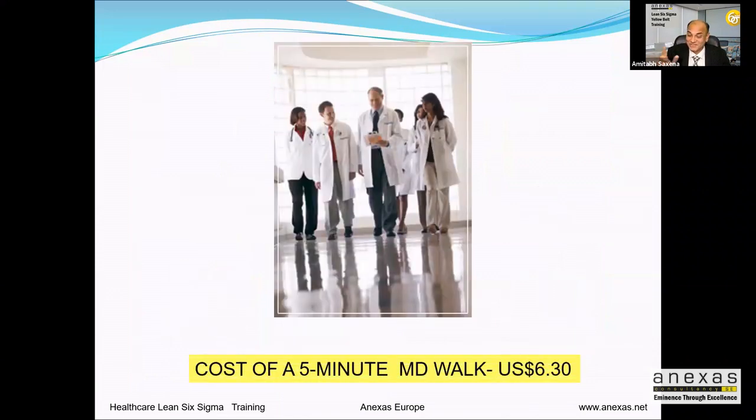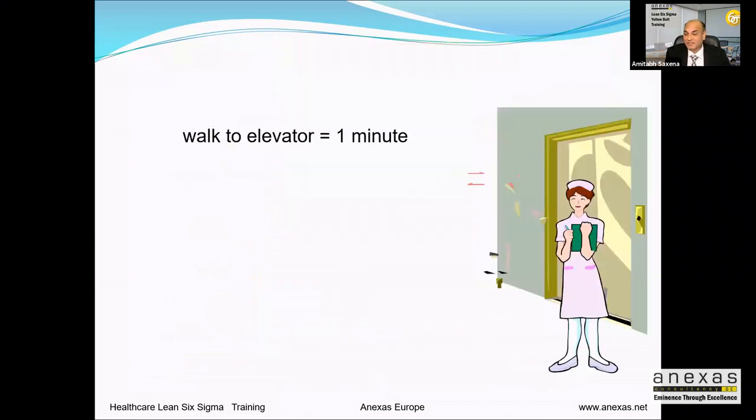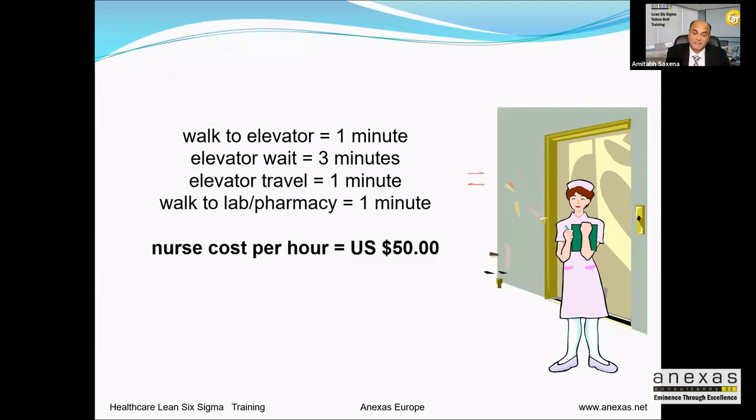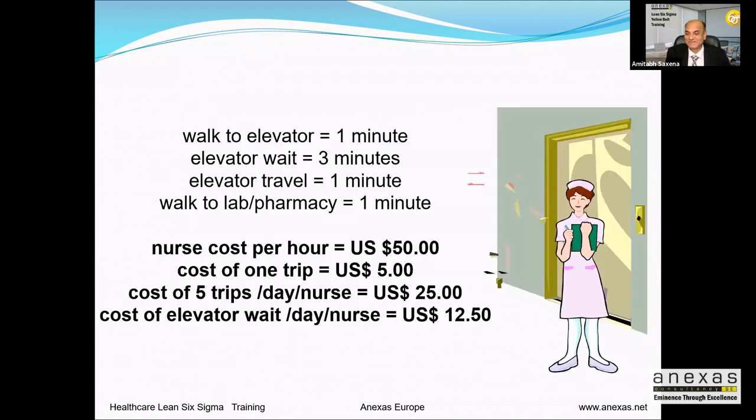On a funny note, cost of a 5-minute MD walk, it costs money. Then you have got walk to elevator 1 minute, elevator wait 3 minutes, elevator travel 1 minute, walk to lab pharmacy 1 minute, nurse cost per hour. So I'm talking about the US, and the cost of 5 trips per day per nurse is $25. So it really costs a lot of money just for waiting for the elevator.